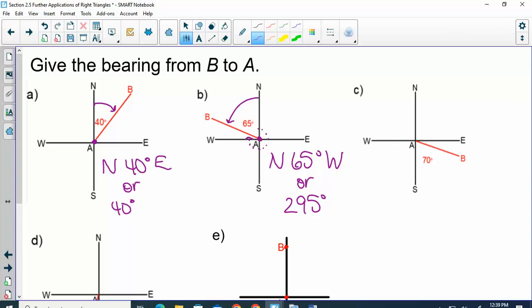Next one. If I'm starting at A to get to B, which way are we going to go? South. From my north-south line, it is 70 degrees. Or, if we are measuring from due north, how many degrees is that? Is due north just from the north line? Yes. Okay. We know from the north to south, that would be 180. So you have to back up 70.